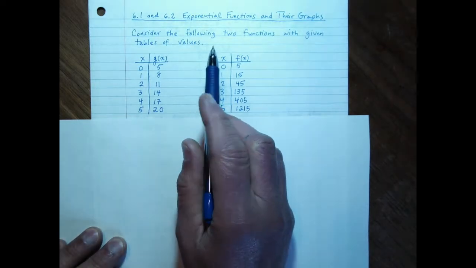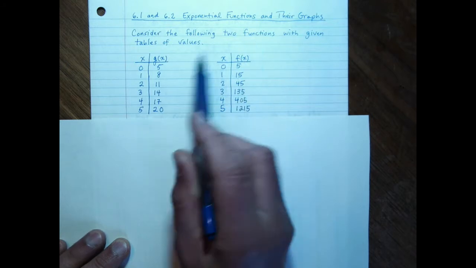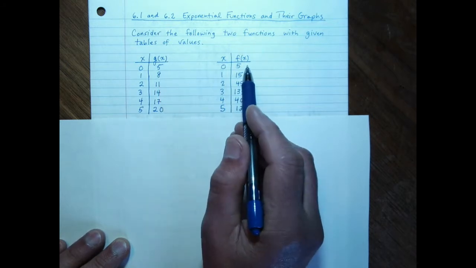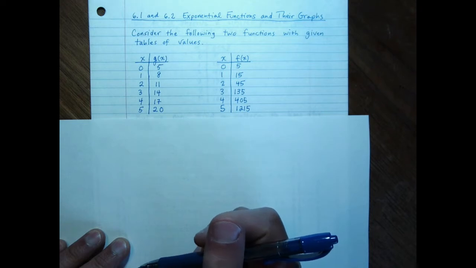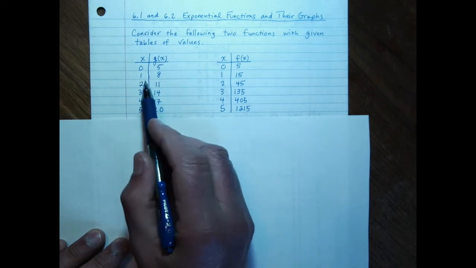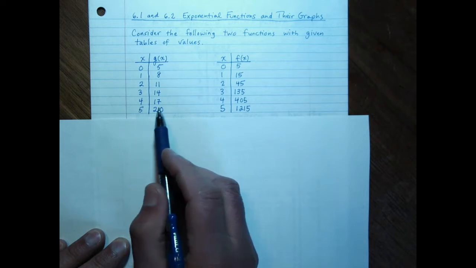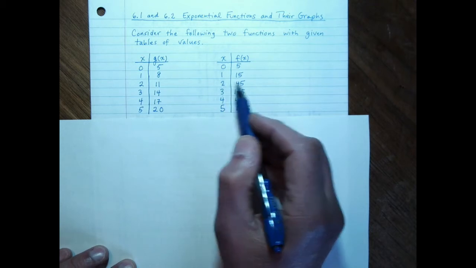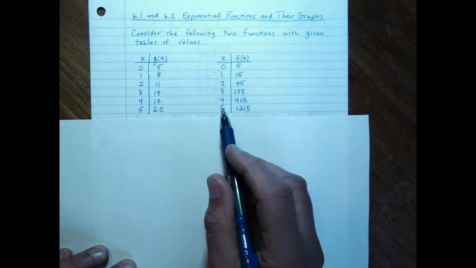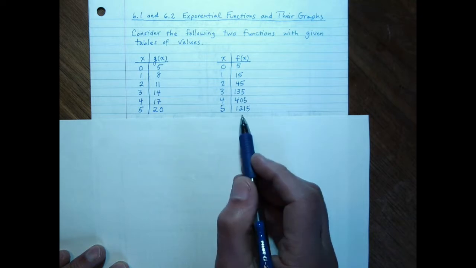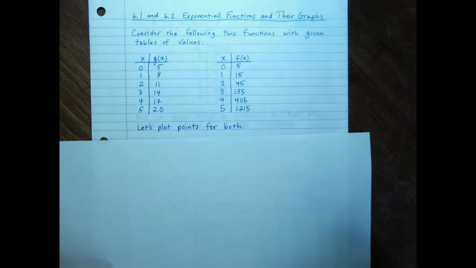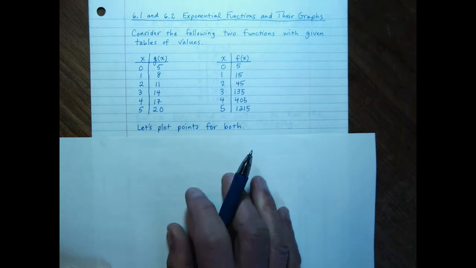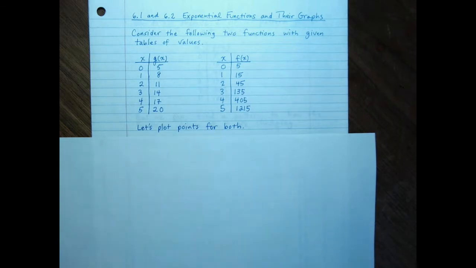So what I'd like to do here is consider two functions, g of x and f of x, with the given tables of values: (0, 5), (1, 8), (2, 11), (3, 14), (4, 17), (5, 20) for g, and (0, 5), (1, 15), (2, 45), (3, 135), (4, 405), (5, 1215) for f. And in order to try to figure out what's going on with these functions, let's plot the points for both and see what we can find out here.